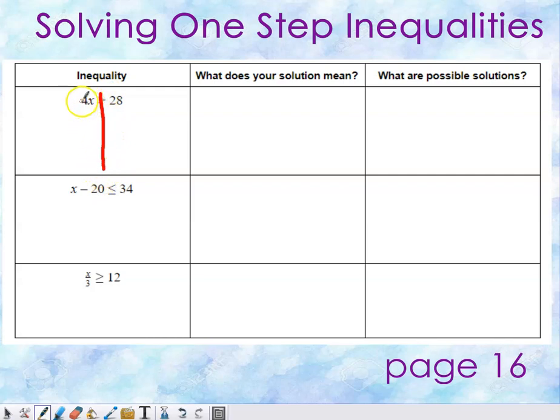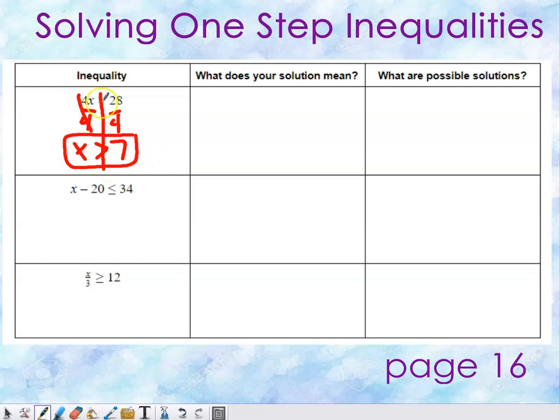In between 4 and x, when they're next to each other, remember that means multiplication. So we need to do the inverse operation, the opposite operation. This is saying 4 times x, so we need to do the opposite of that, which is divide by 4 on both sides. Opposites cancel. We're left with x, and it's not an equal sign this time. Remember, it's a greater than sign. So x is greater than, and then 28 divided by 4 is 7. So our answer here is x is greater than 7.